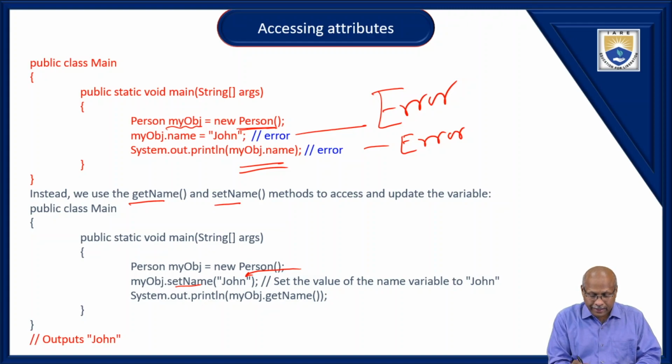Now, if I assign Johan through setName, automatically Johan will be assigned. Similarly, if I try to retrieve with my obj.getName, this getName method will retrieve Johan because you have assigned Johan. So this is the output. Okay.